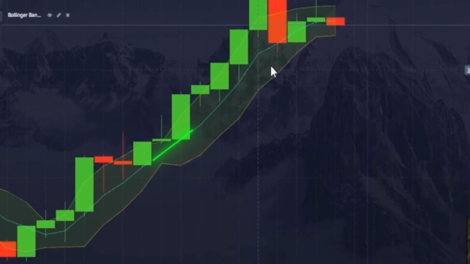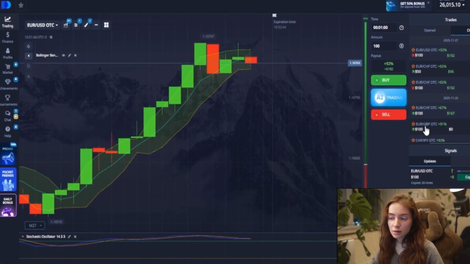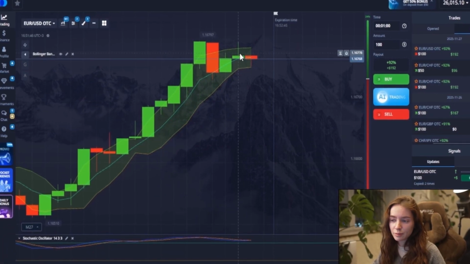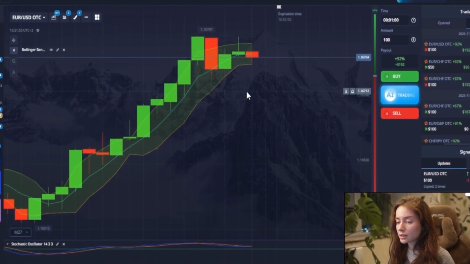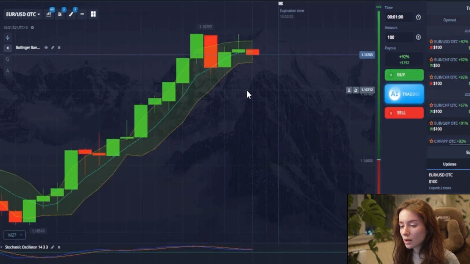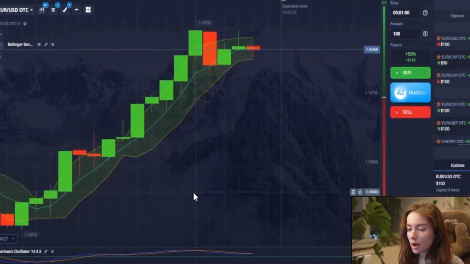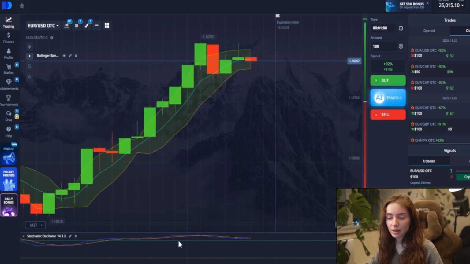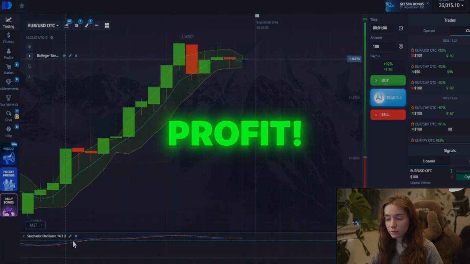And as you can see for yourself, there was also a touch of the band. All the signals pointed to a sell, despite the candle staying in profit for a long time. The indicator still showed that opening a sell here was more favorable and had a higher probability of success. And that's exactly what we did. As you can see, the second trade also closed in profit.